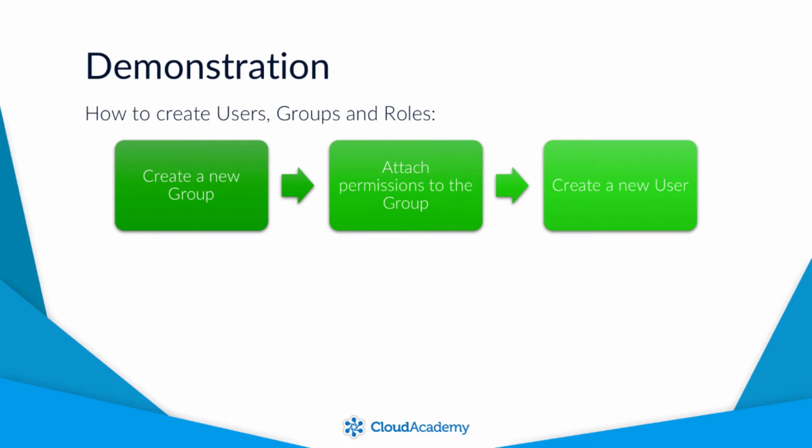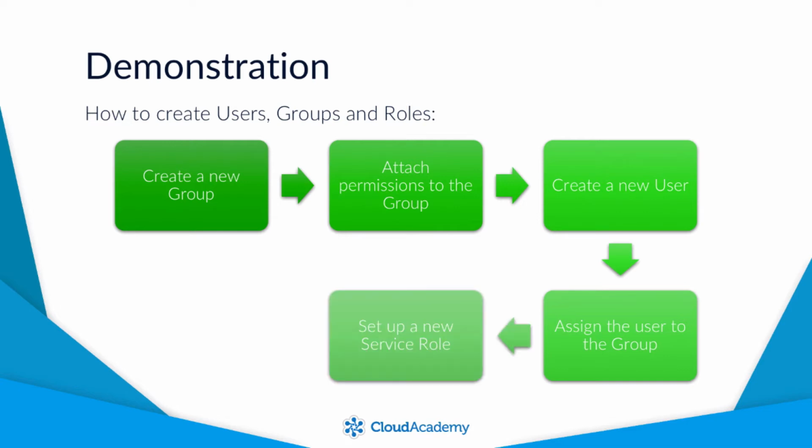Then I shall create a new user. As a part of this process, I shall assign this user to the group as per best practice. I shall then set up a new service role to be associated to an EC2 instance, and I will then assign this role to an EC2 instance at creation.